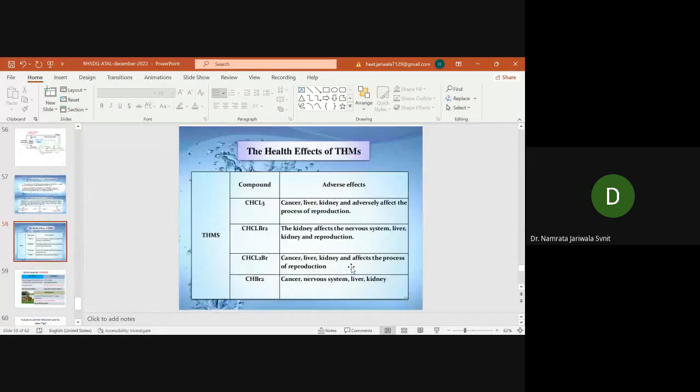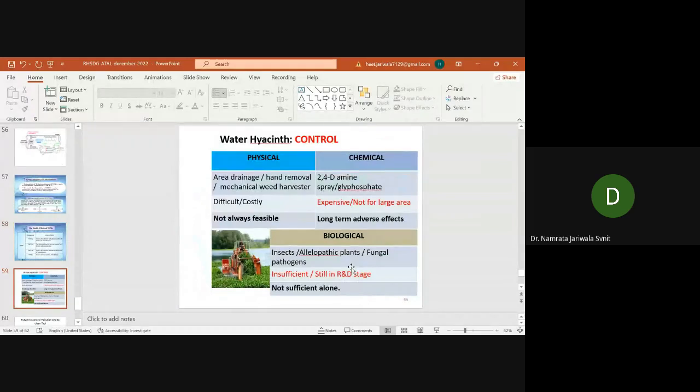So these are all carcinogenic in nature, and ultimately that will create a problem as far as human health is concerned. If we are consuming water which has a very high chlorine dose, it will react with this, and ultimately it will create a carcinogenic effect in our body.